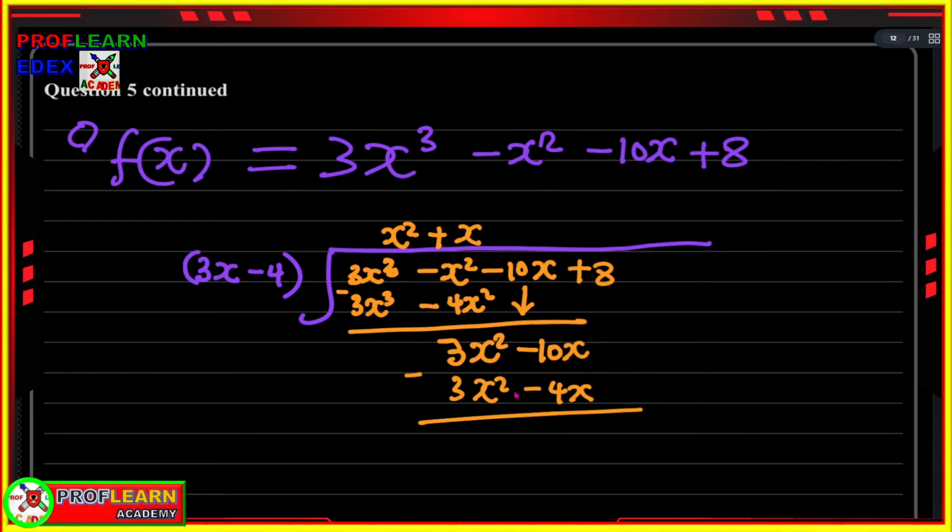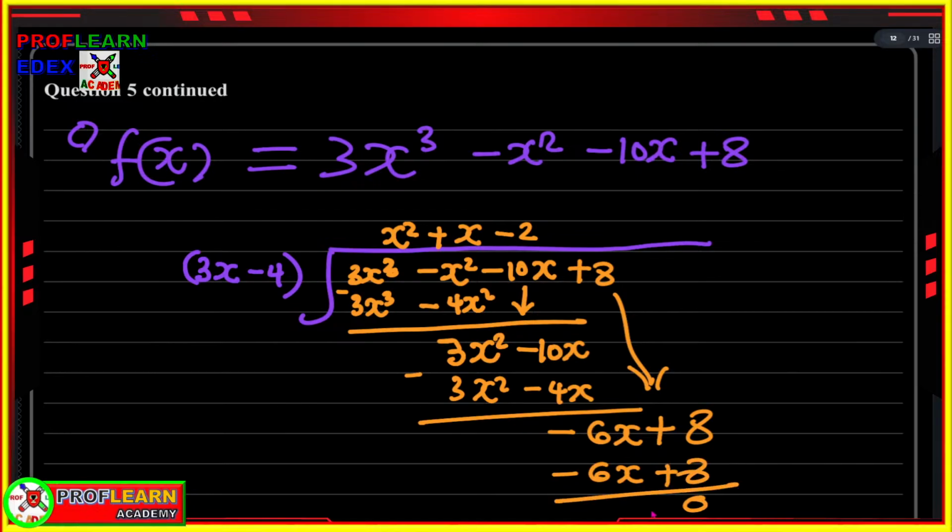Then again we subtract the two. This will cancel out. We shall have negative 6x. Then we shall pull 8 down. Which number would we multiply here? We shall say minus 2, so that it becomes minus 6x plus 8, and the answer becomes 0.